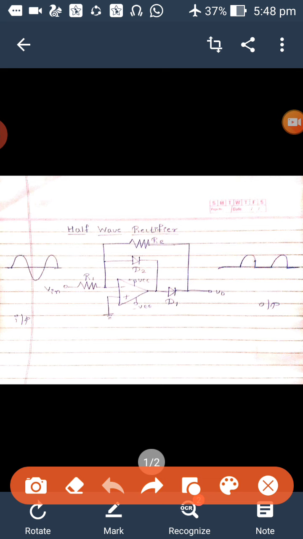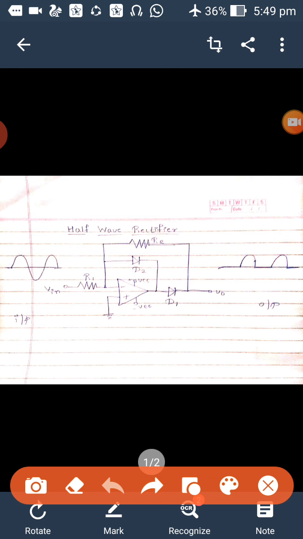A half wave rectifier can be generated by using a simple single diode and a resistor. But the problem is that the diode can be on only when a voltage of 0.6 to 0.7 volts is given to it. Below this, if we provide the voltage, it is not possible to turn on the diode and it is not possible to rectify the signal.